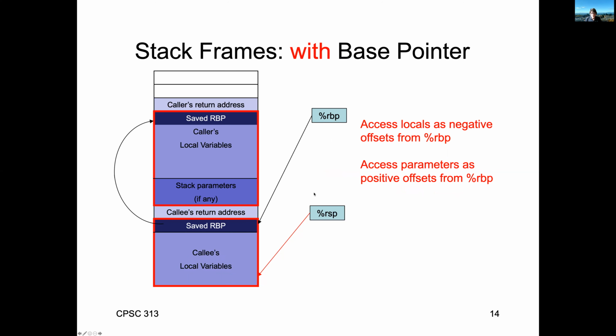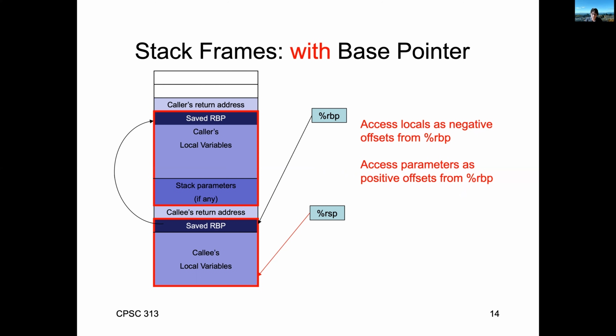Now, what's interesting about this setup is that you can access all your variables from this base pointer instead of the stack pointer. Local variables are negative offsets from the base pointer, and parameters, if there are any, are positive offsets from the base pointer. So if you're reading assembly code, it actually is quite helpful. You can use the sign of the offsets from the base pointer to figure out whether you're accessing a parameter or a local variable.